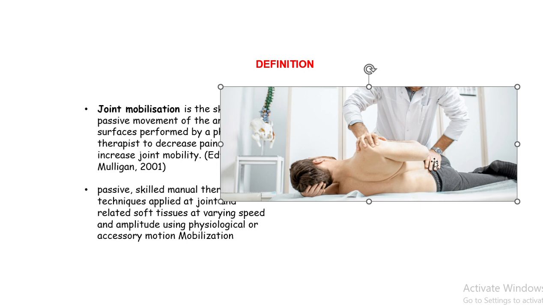So if at that point, when the joint is locked, a movement is suddenly delivered with the distal hand at high speed, high velocity, low amplitude, that is high speed and low force in a jerky manner, or what we call thrust, then it will become manipulation. So with mobilization, the speed and the amplitude vary, but manipulation is done at high speed, low force, low amplitude. That's the basic difference between mobilization and manipulation.